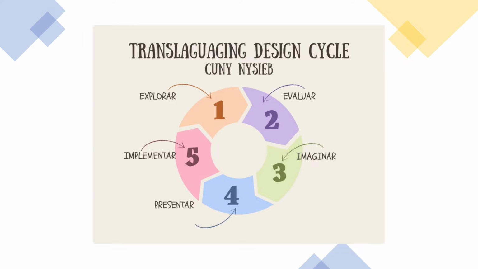So the first one is explorar, which means to explore. The second one, evaluar, which means to assess. Third one, imaginar, which means to imagine. Fourth one, presentar, which means to present. And the fifth one, implementar, to implement. Let's now have a quick look at all these stages and understand how we can translate these names into stages of an activity in class.